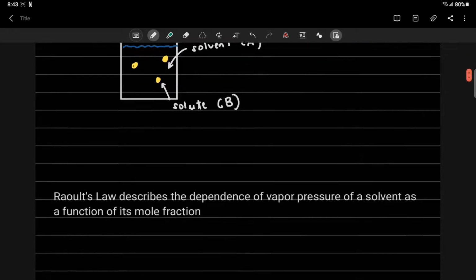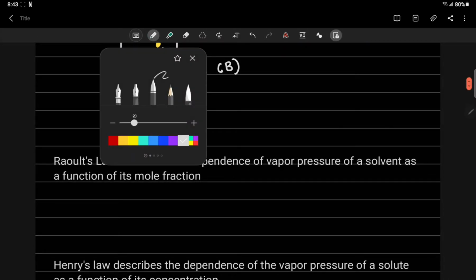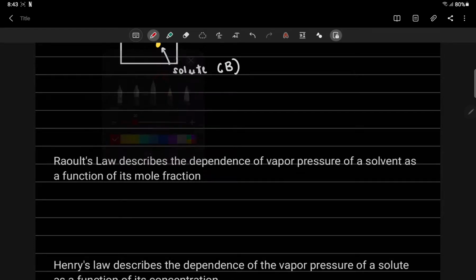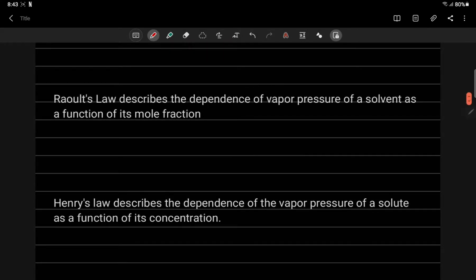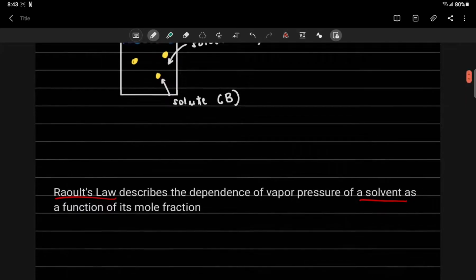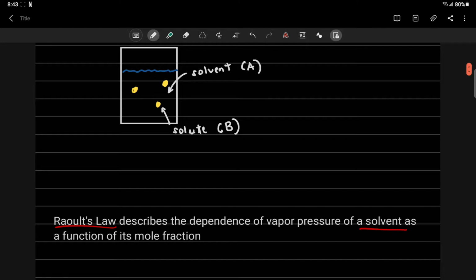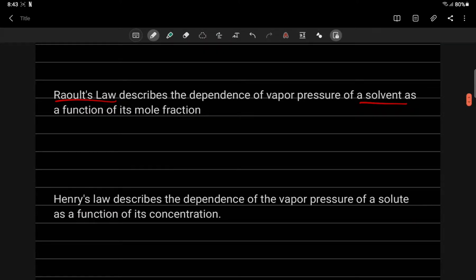So, punta ngayon tayo sa pinagkaiba ni Raoult's law tsaka ni Henry's law. So, si Raoult's law, it describes the dependence of vapor pressure of a solvent as a function of its mole fraction. Okay? Solvent ang tinutukoy natin kapag Raoult's law. Now, how do we express Raoult's law mathematically? Remember, yung B will refer to the solute and A will refer to the solvent. So therefore, for Raoult's law, we will use A.